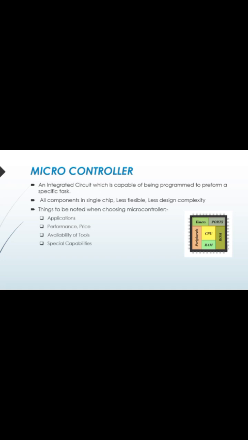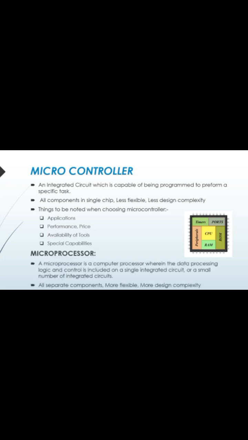Then we are going to see about the microprocessor. A microprocessor is a computer processor wherein the data processing logic and control are included on a single integrated circuit or a small number of integrated circuits, in which all are separate components, more flexible, with more design complexity. The difference between a microcontroller and a microprocessor is that in a microcontroller all the parts are in the same chip, but in a microprocessor they are separate parts, so it will be more flexible to rectify the damaged parts.